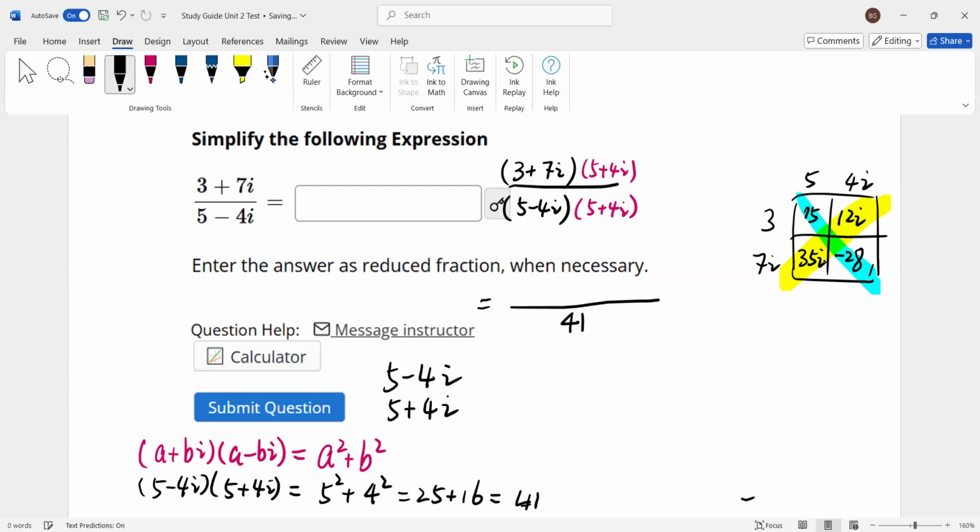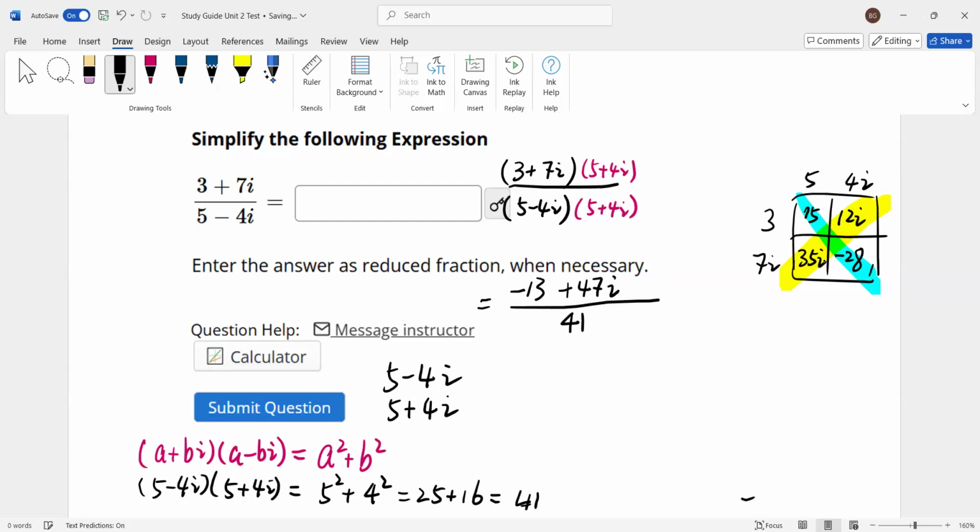15 minus 28: you win $15 the first game, you lose $28 the second game, so you end up losing, right? You lose $13. The money you won from the first game cannot counter the money you lost in the second game. So you end up with a negative profit, negative 13. And the two yellows combined together, 12 plus 35 is 47, 47i.